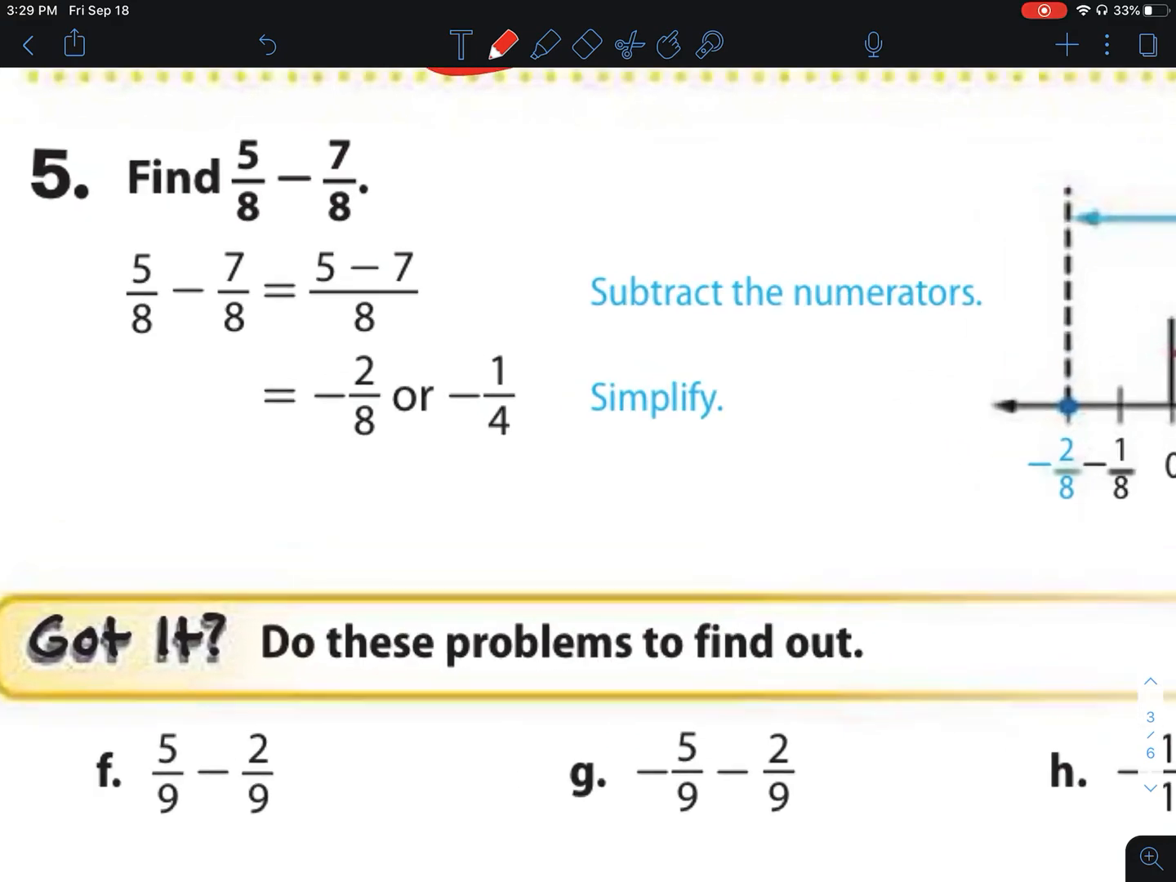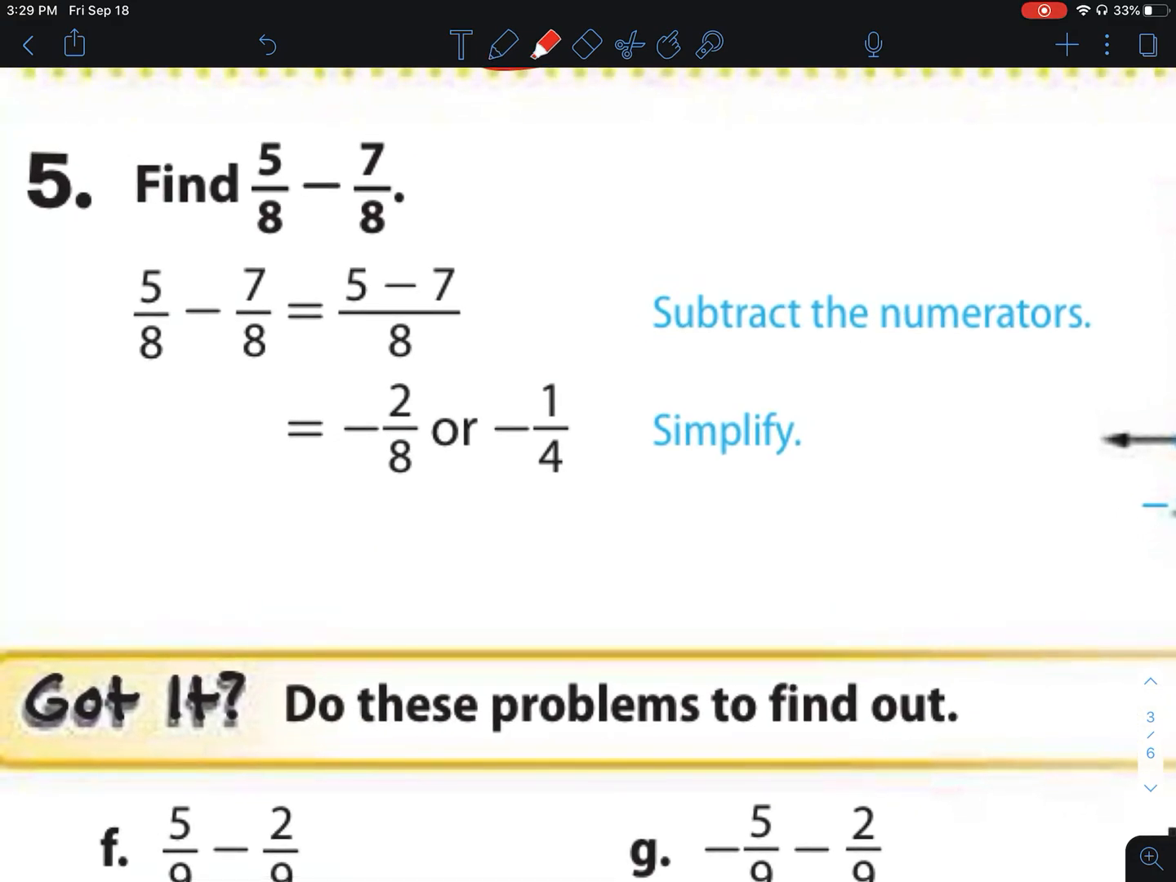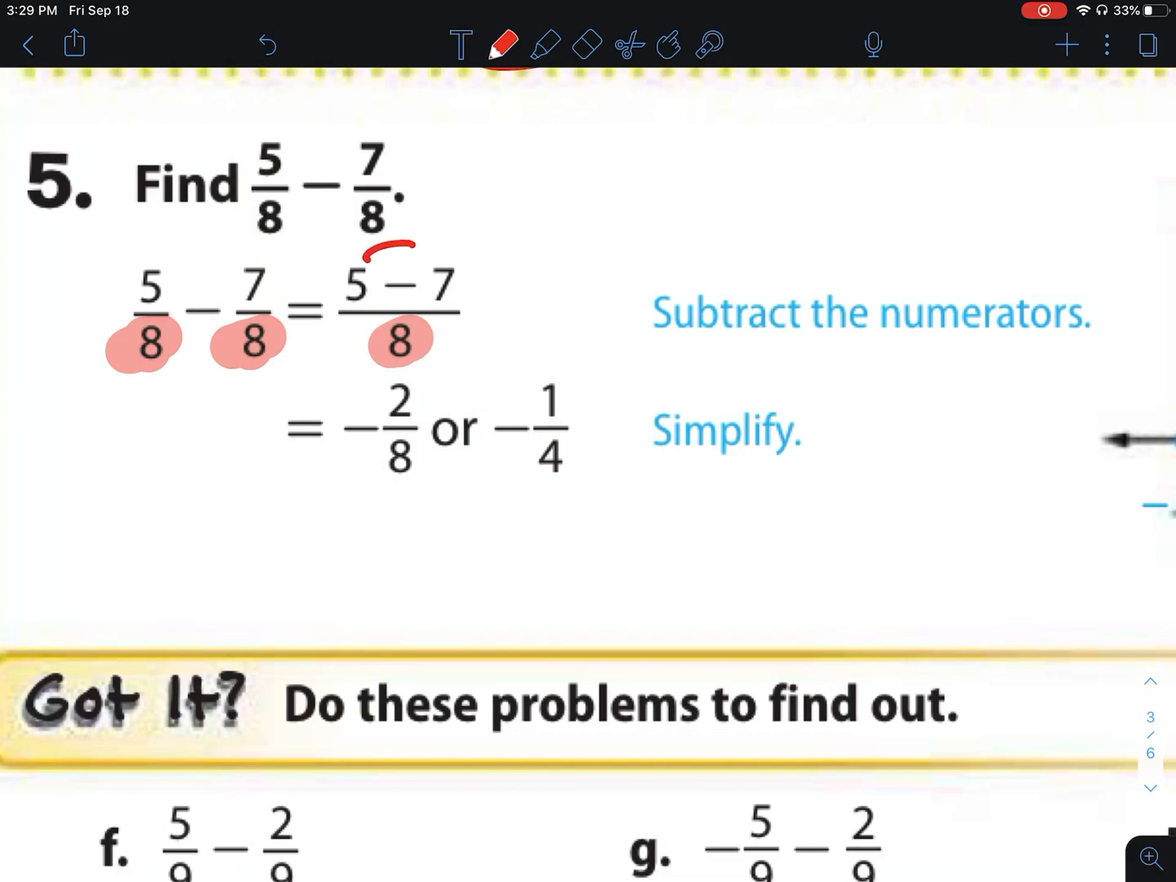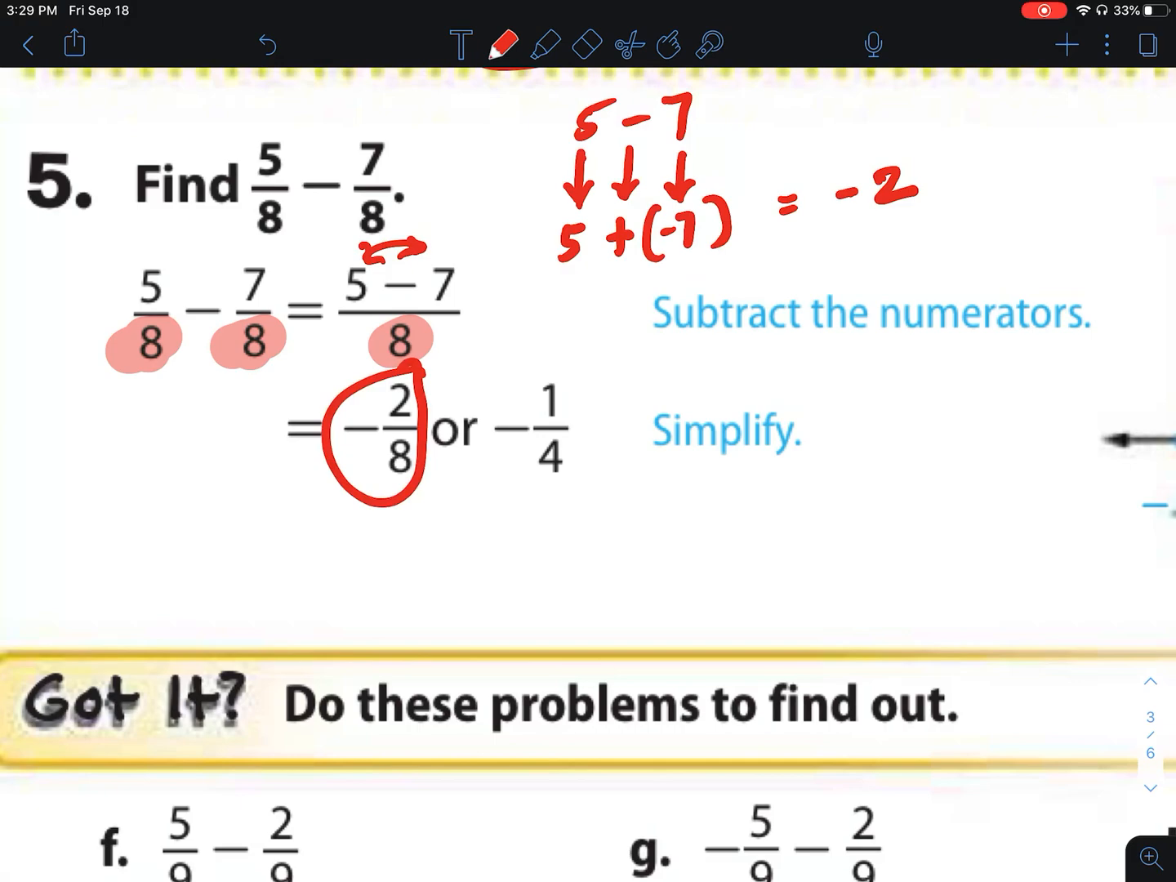Again, we know that they are like fractions because they have the same denominator. So we keep that denominator and we simply subtract 5 minus 7. From what we learned, when subtracting, you're adding its opposite. So bring down the 5. You're adding the opposite of 7, which is negative 7. So we know that 5 minus 7 is also negative 2. And that's the reason why this becomes negative 2 over 8.